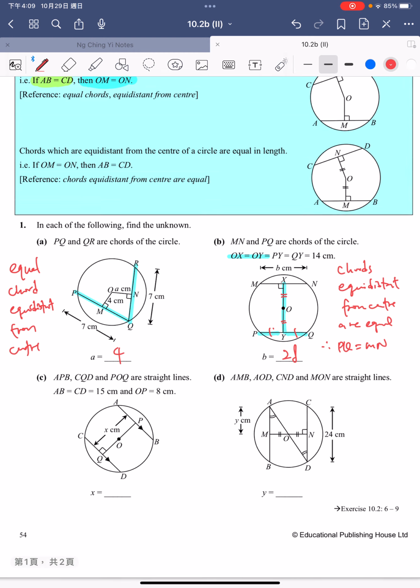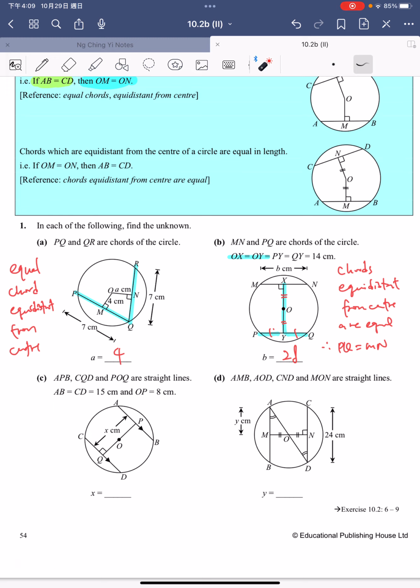For question C, we have APB, CQD, POQ as straight lines, and AB is equal to CD, so we have the same chord. We highlight it first: AB equal to CD means equal chords, which means equidistant from the center. So we have QO equal to OB. They said that OB is equal to 8 cm, so QO is equal to 8 cm as well. So X is going to be 8 times 2, which gives you 16.